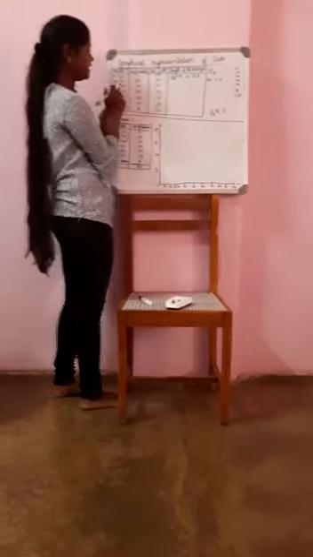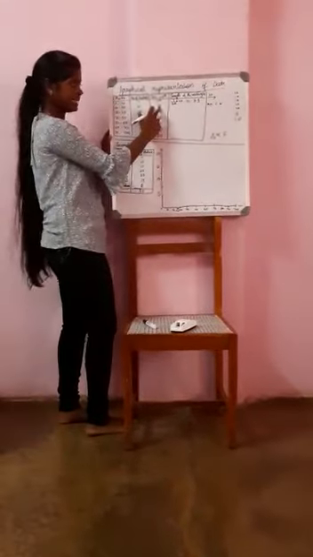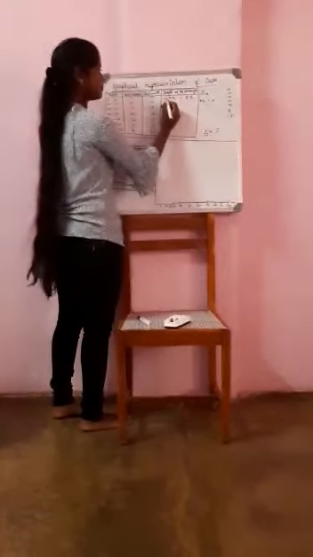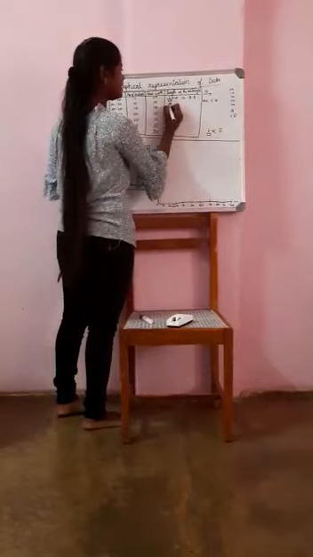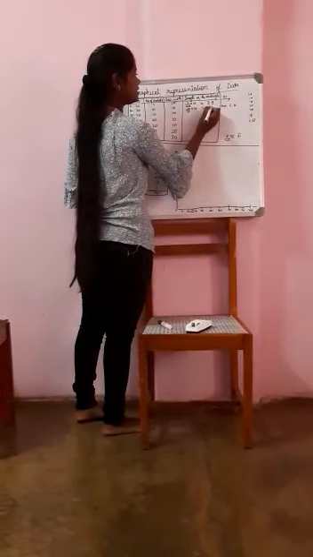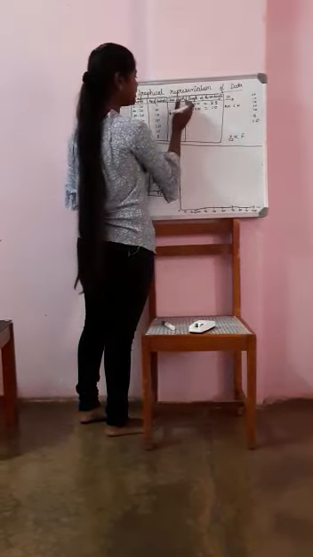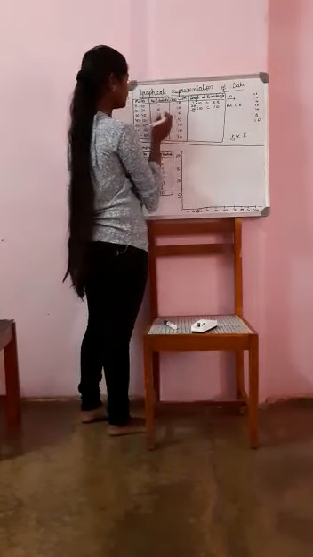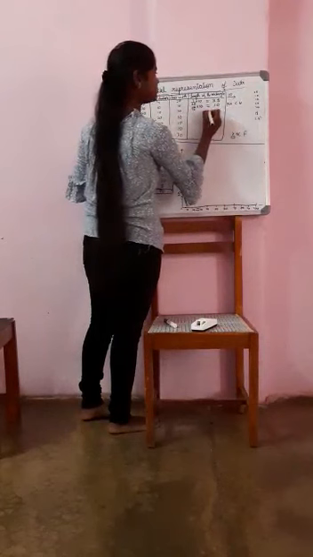Similarly for the second one. Here the class width is 10. The frequency is 10. 10 divided by 10 into 10, which gives me 10. Similarly, I do for all the given data here.